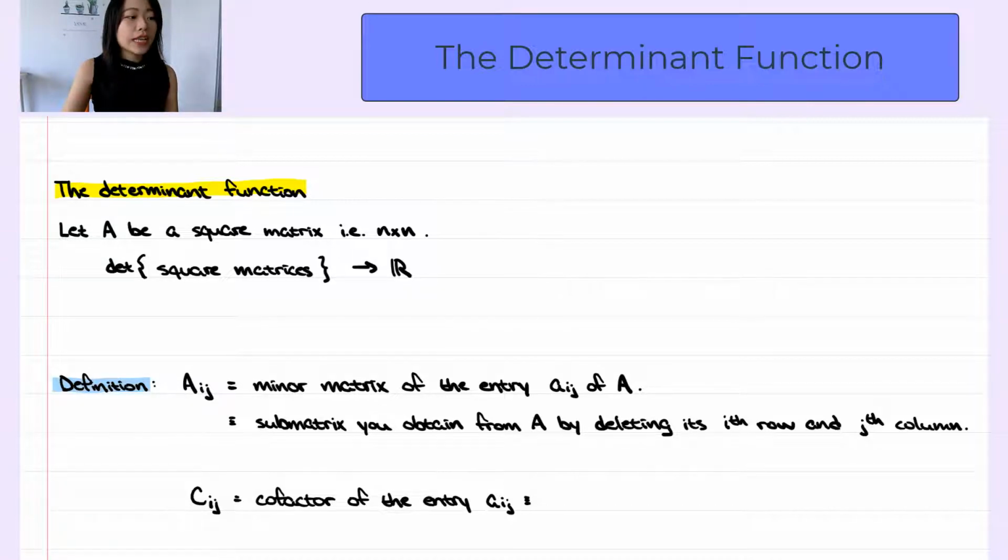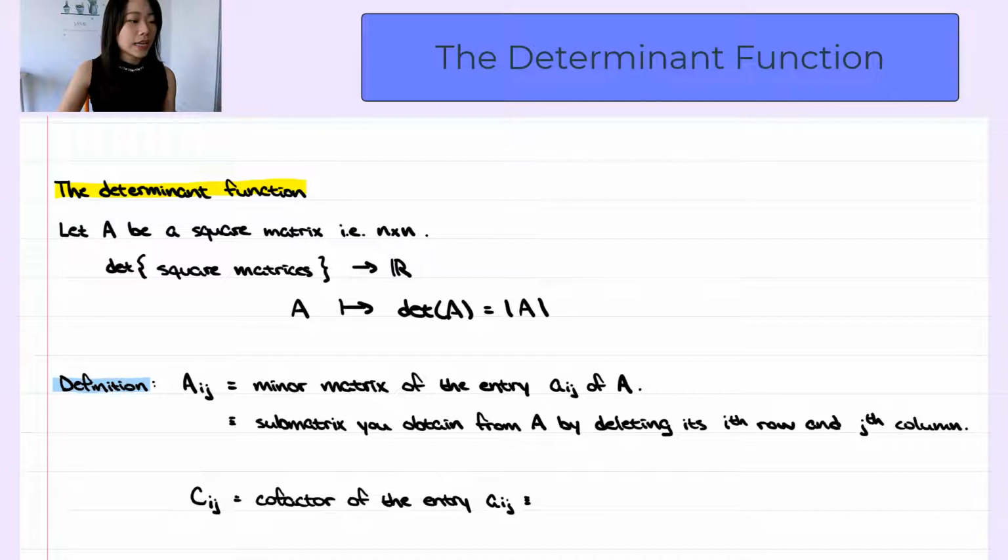For example, if we let A be a square matrix of n by n. If I throw this matrix into the determinant function, we can denote that as determinant of A, or we can abbreviate that as absolute of A. Then the output of this function will give us a number, a real number. To find the determinant of a matrix, we need these two definitions.